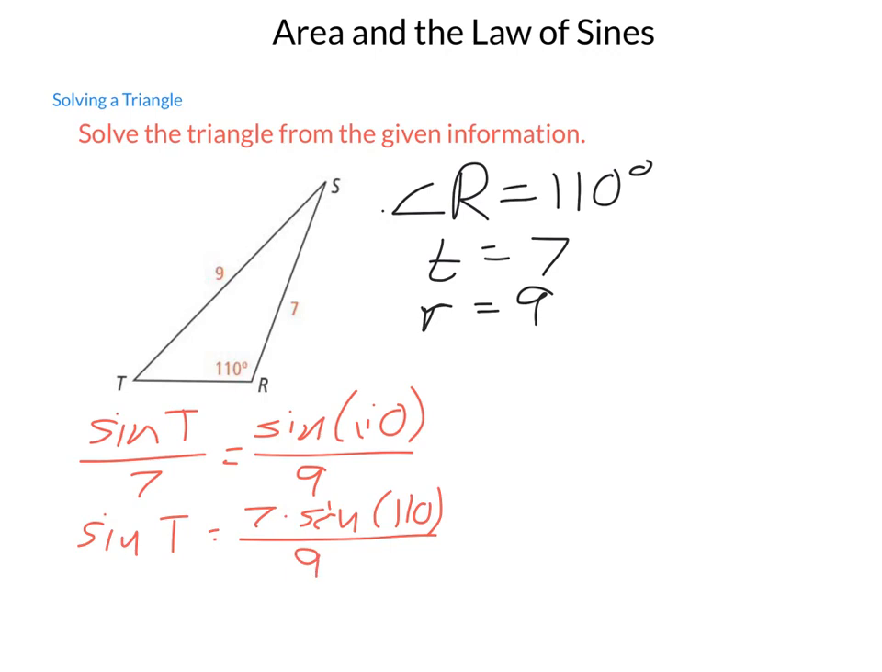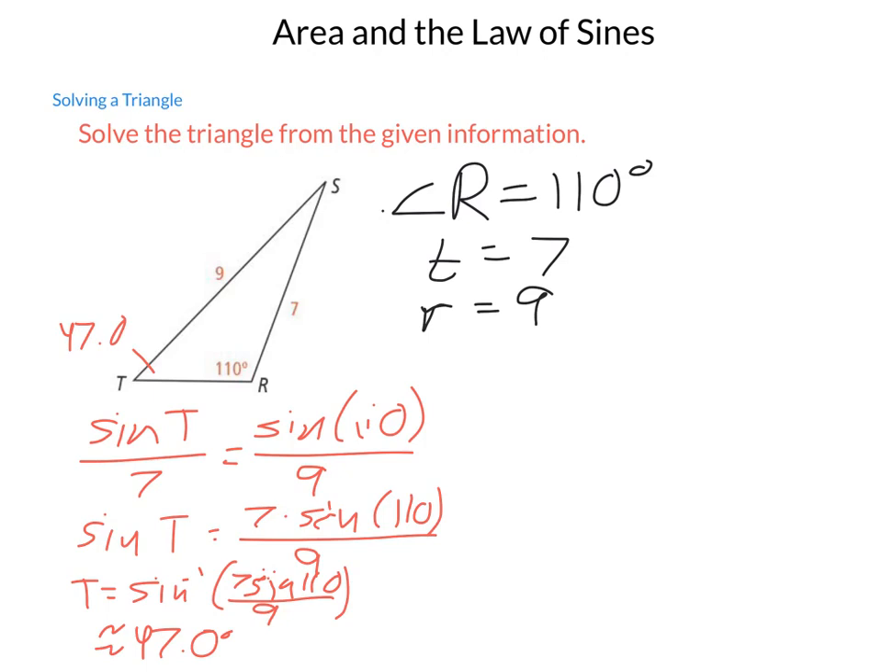Now in order to get T by itself, of course, I'm going to take the arc sine, so T equals the arc sine of this fraction, 7 sine 110 over 9. And then running that through my calculator, I come out with T is approximately equal to 46.959 or 47.0 degrees.